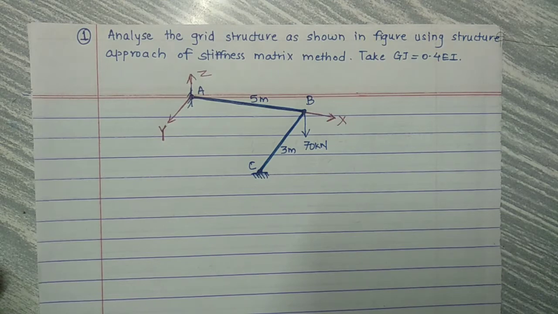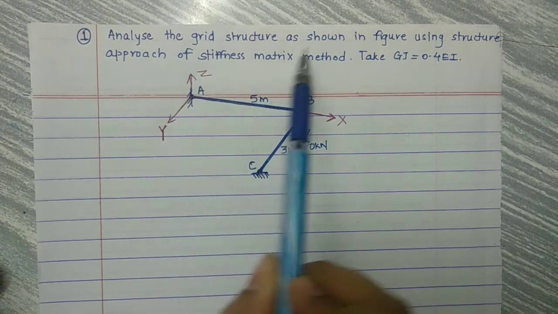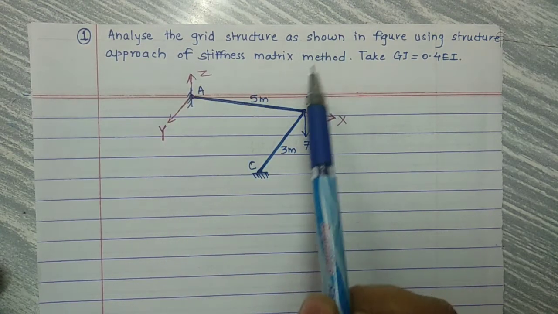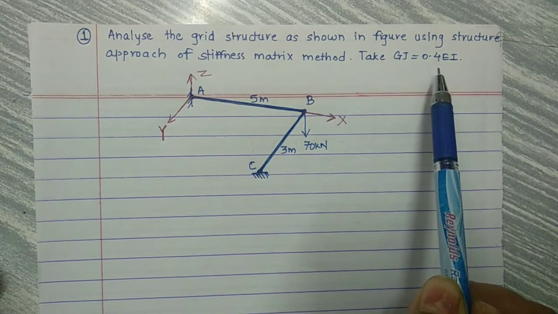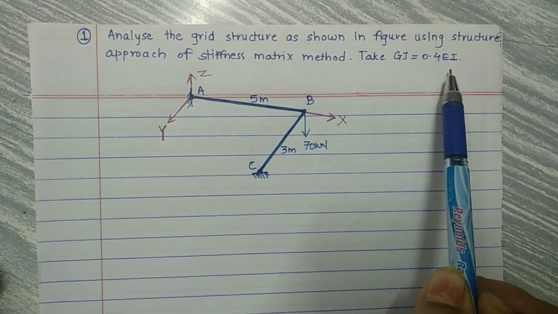Now, in this video, let us solve one problem using the structure approach of the stiffness matrix method for the analysis of a grid structure. So, the problem statement is: analyze the grid structure as shown in the figure using the structure approach of the stiffness matrix method. Take GJ equal to 0.4 EI.